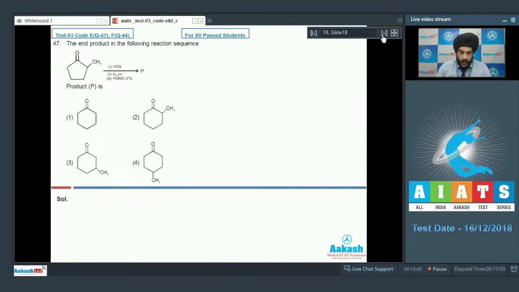Let us look at the next question. Question number 47. So we have been given a compound P which is first allowed to react with HCN. So students, the HCN will add to this carbon-oxygen double bond and lead to the formation of cyanohydrin. So this is next subjected to reduction using H2/Pt. So the H2/Pt will convert this cyanide group into CH2NH2.